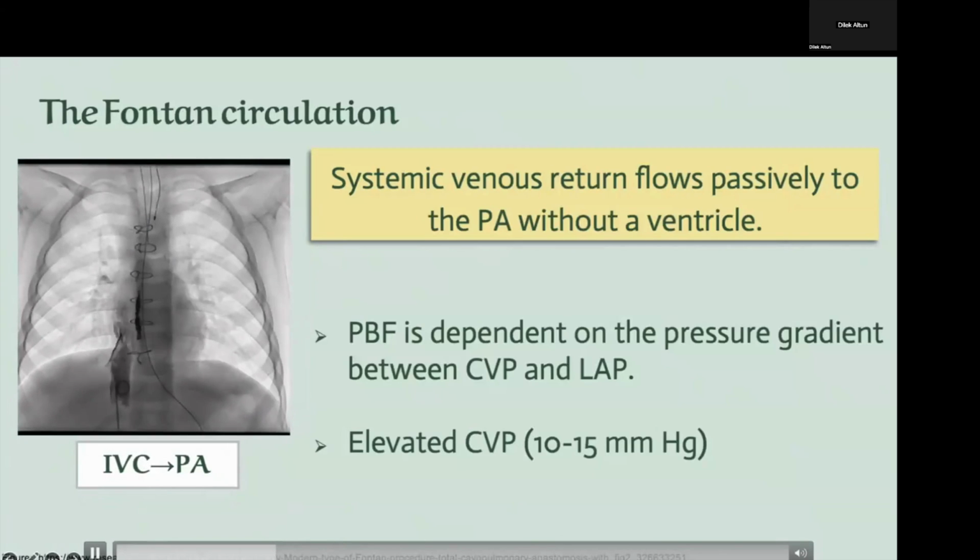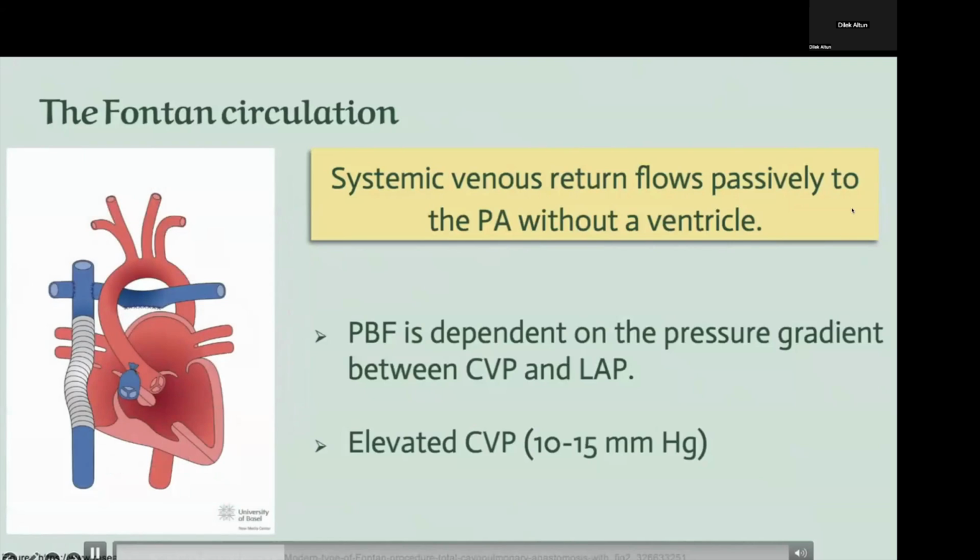As a result, pulmonary blood flow is entirely dependent on the pressure gradient between central venous pressure, CVP, and left atrial pressure, LAP. Maintaining an optimal CVP, typically around 10-15 mmHg, is crucial to ensure sufficient pulmonary blood flow. This passive circulation is highly sensitive to changes in preload, pulmonary vascular resistance, PVR, and ventilation, making anesthesia in these patients particularly complex. As we move forward, it's essential to understand how these hemodynamic principles guide our anesthetic management, ensuring we maintain the necessary pressure gradients and avoid increases in pulmonary resistance.